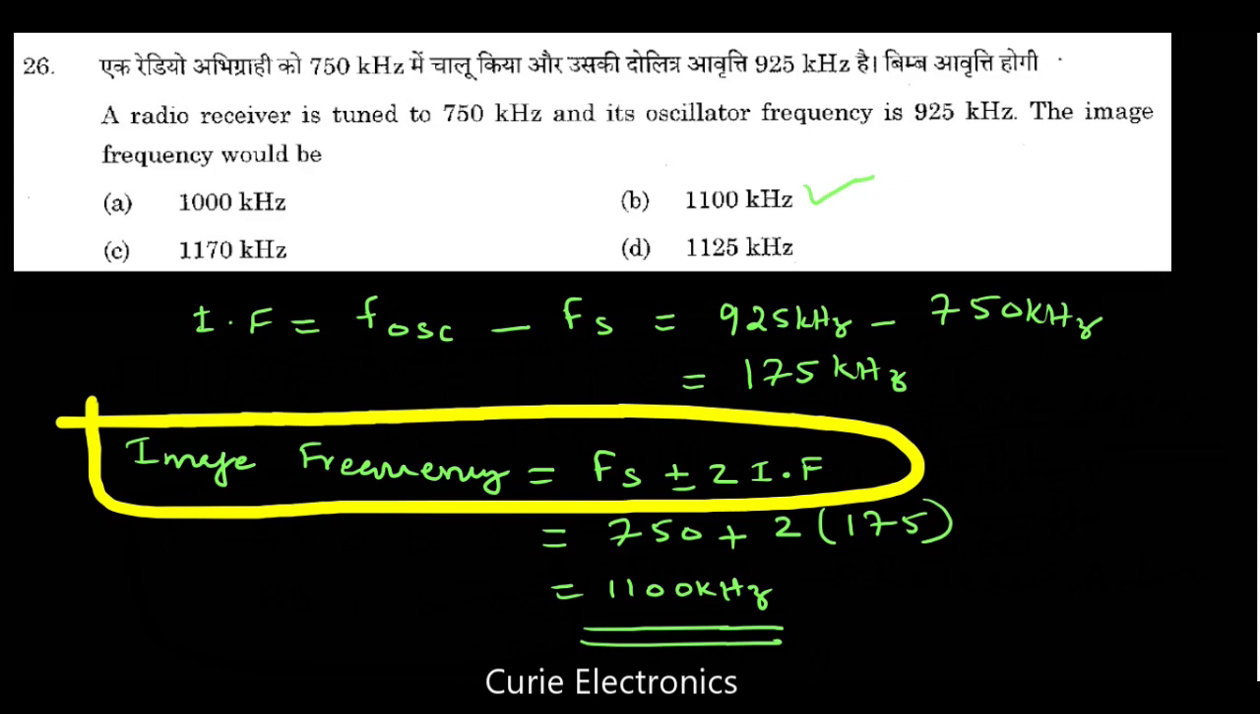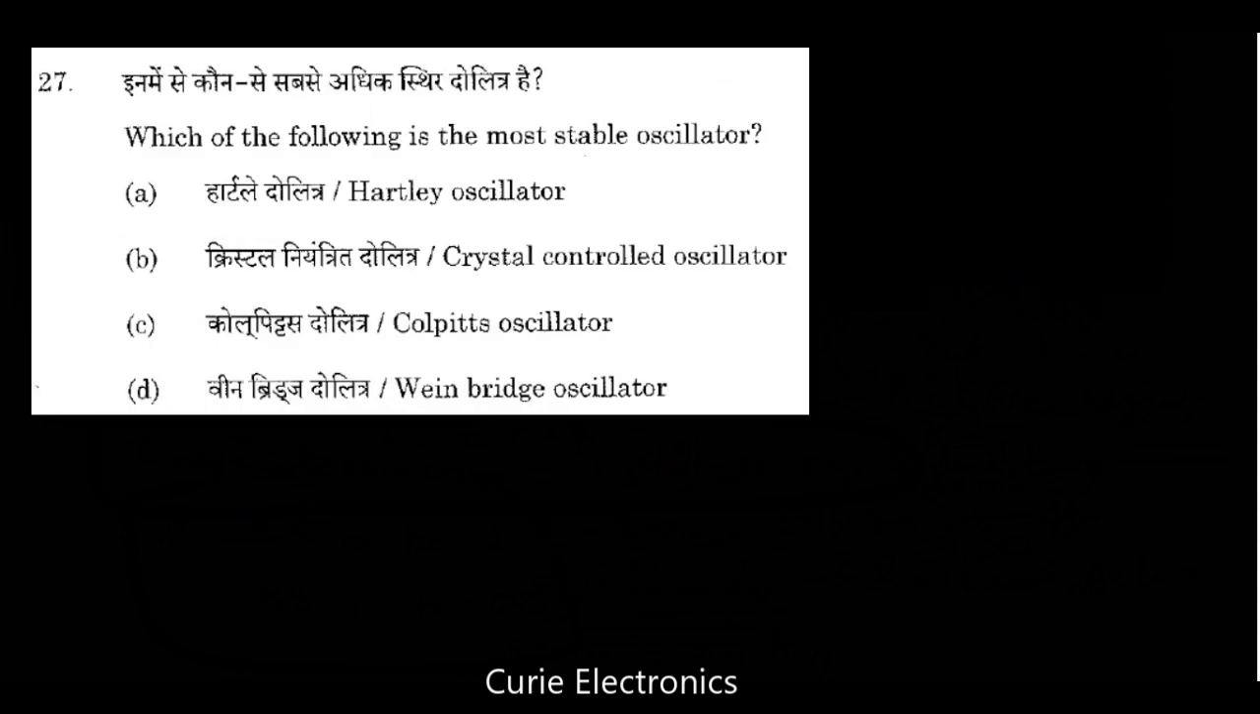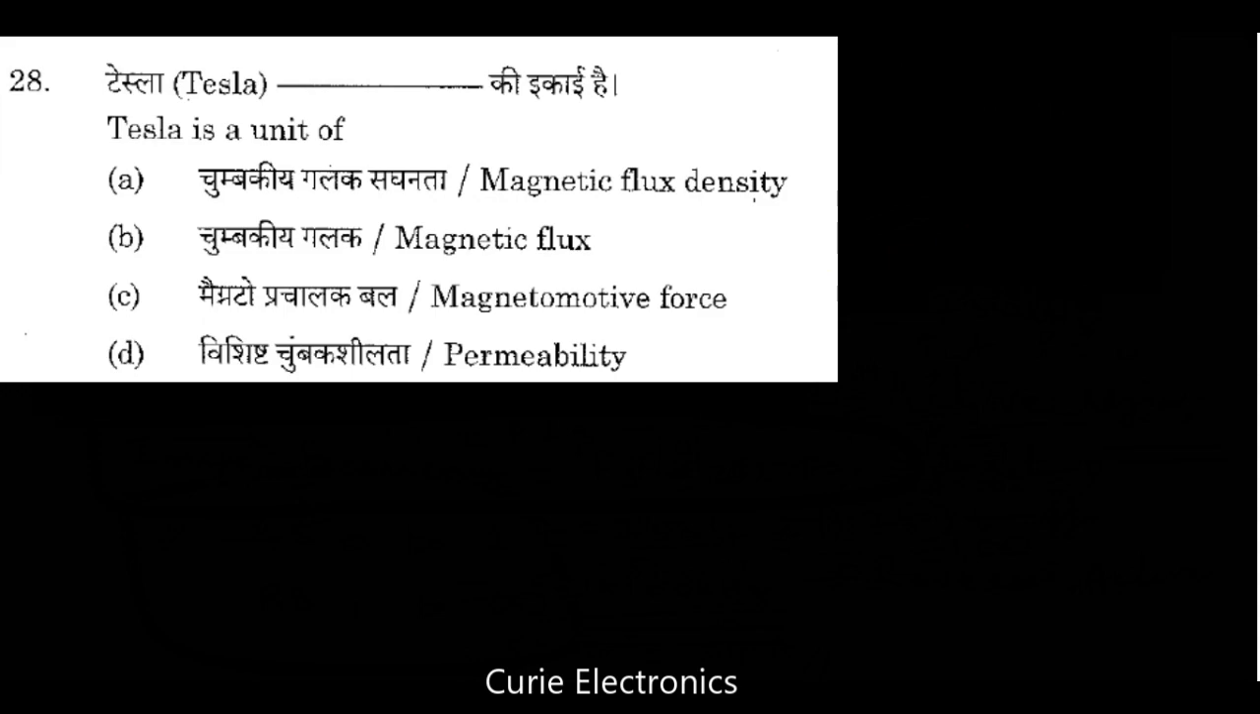Which of the following is the most stable oscillator? All of us know that the crystal controlled oscillator is the most stable oscillator. It is used in microcontroller based or microprocessor based systems where we need a stable, precise clock. Next question.